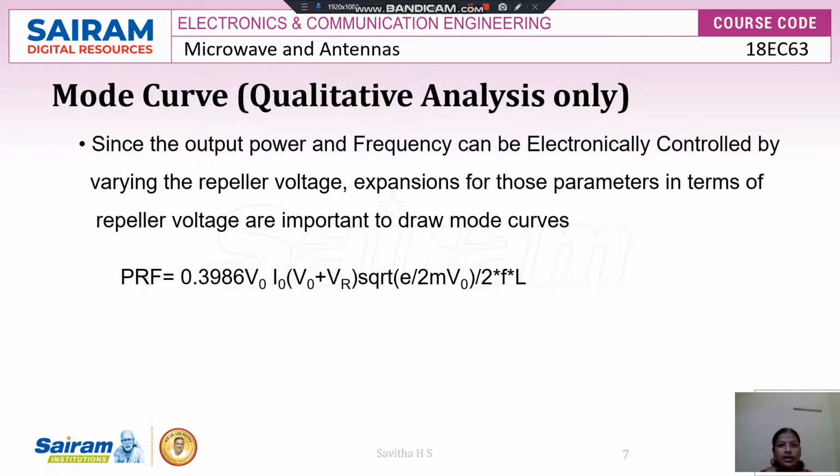Now we'll see the last one, the mode curve. In the mode curve, we will study only the qualitative analysis. Since the output power and the frequency can be electronically controlled by varying the repeller voltage, the expressions for those parameters in terms of repeller voltage are important. So we'll write the expression as PRF equals 0.3986 V0 I0 into (V0 plus VR) square root of e by 2m V0 divided by 2 pi f L.